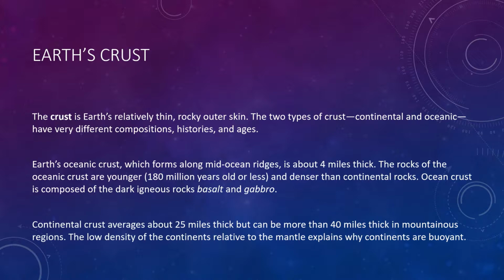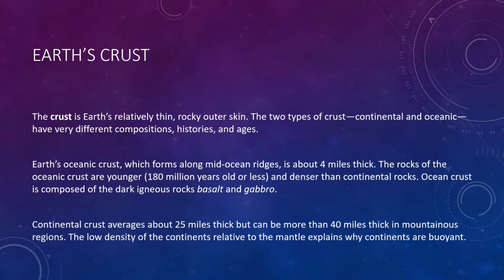The rocks of the oceanic crust are also younger, as we discussed, about 180 million years in age or less. They are also more dense than continental rock. Ocean crust has a density of about 3 grams per cubic centimeter, and is composed of the dark igneous rock basalt and gabbro.